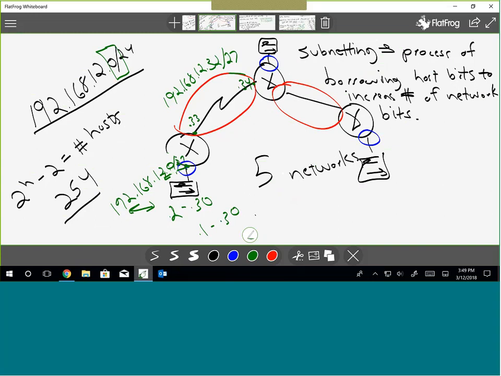Correct. Now, I want to ask you something. Why is dot 1 the first usable and not 0? Because 0 is your network. Okay, I agree with you completely. But prove it to me. Anybody? I don't know. Anybody from Missouri, the Show Me state, show me.